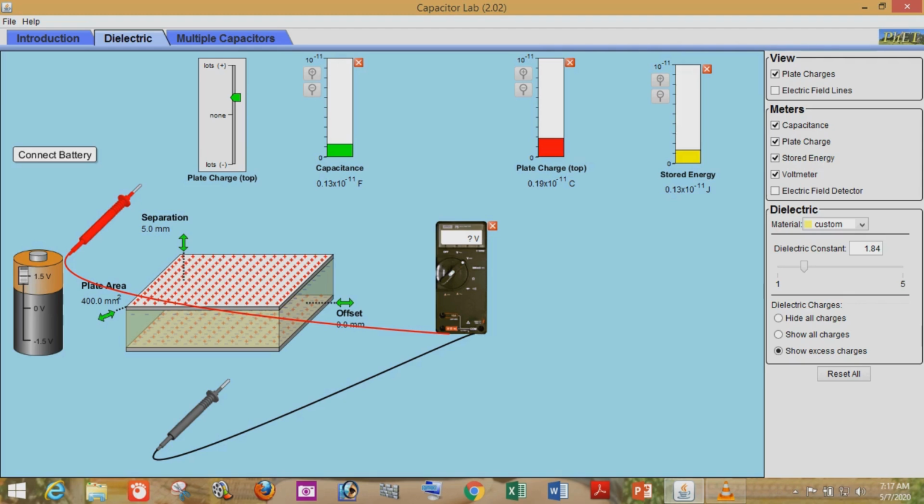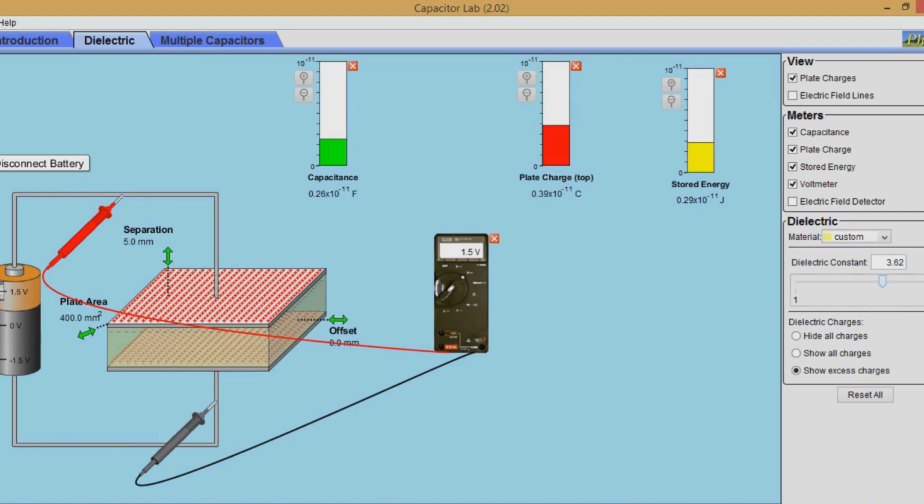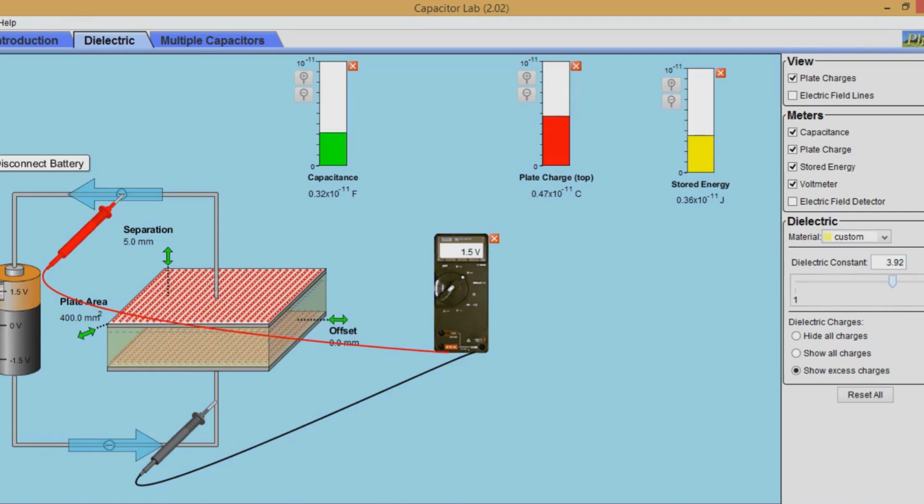And you can see the increase or decrease of stored energy, and we will also be seeing what happens if we increase the dielectric constant. At present the dielectric constant is 1.84, but it is increasing, and gradually as it increases, the capacitance increases with K or epsilon r value, and similarly with the battery connected also we will be having some changes. Here the dielectric constant is increasing or decreasing.